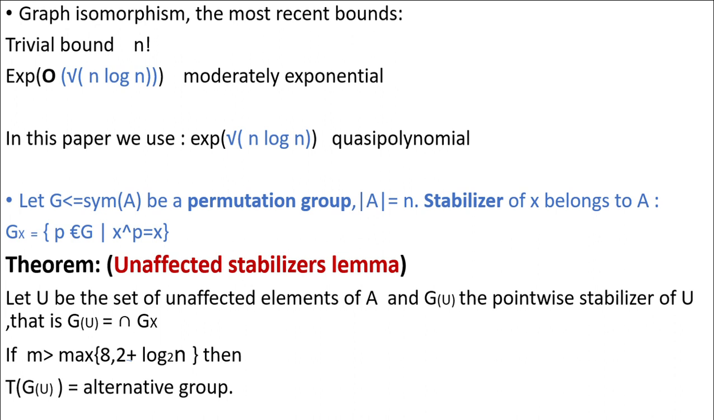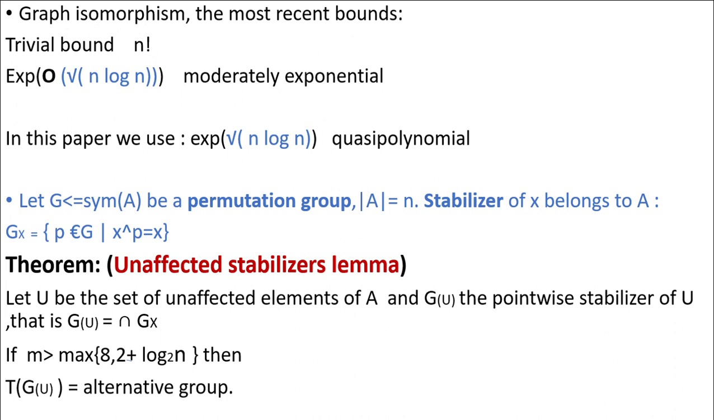Now this is the result. This is the central group theorem result, which is the heart of the entire algorithm. That is called the unaffected stabilizers lemma. Let U be the set of unaffected elements of A, and G be the pointwise stabilizer of U. That is, G equals the intersection of the Gx. Here we talk about the pointwise stabilizer of the set.